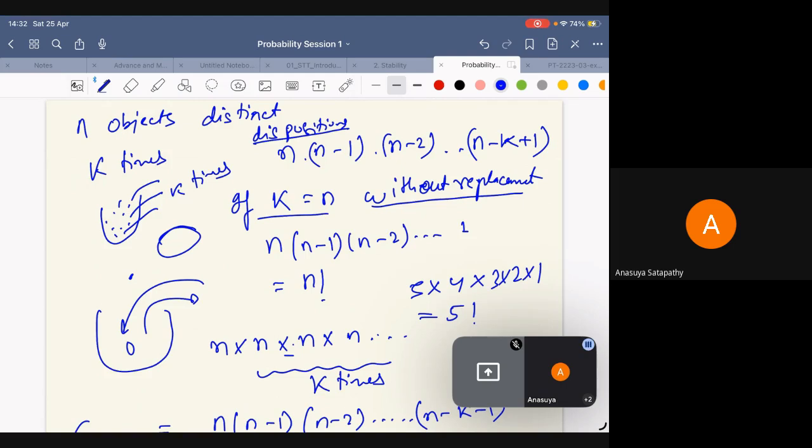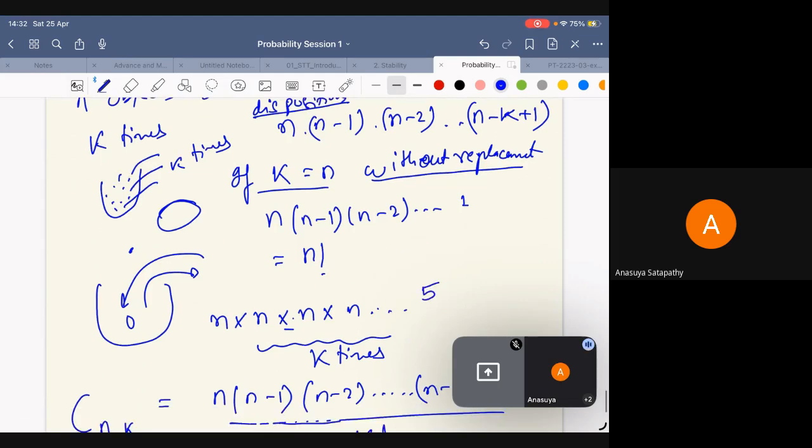What is 5 factorial? 1 into 2 into 3 into 4 into 5. So if I was applying with replacement, I take out one ball and keep it inside the bag. So how many options will I get? There are 5 balls and I have to take out 5 times. First time will be 5, second time will be 5, third time will be 5, fourth time will be 5, fifth time will also be 5, right? Is that so?